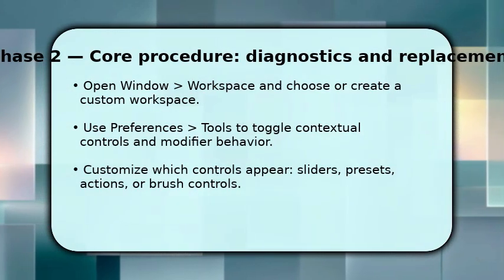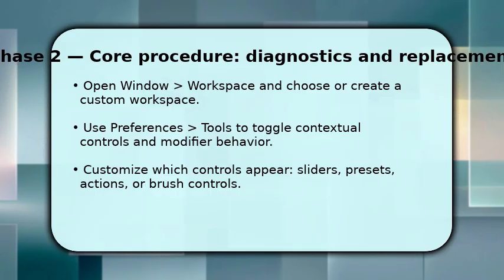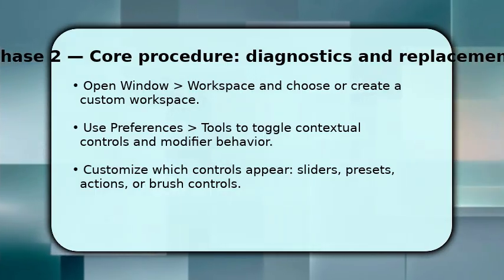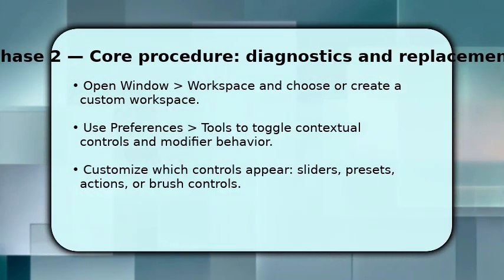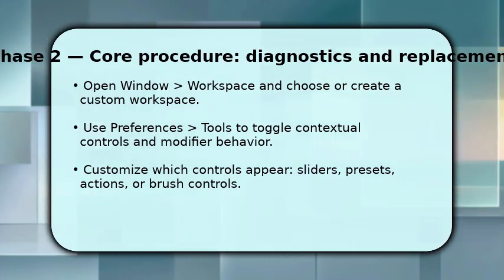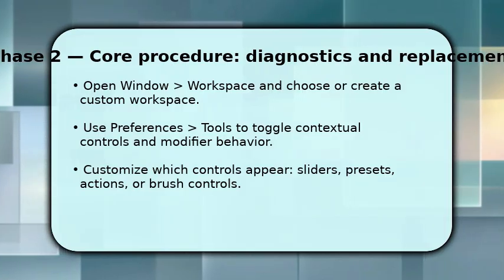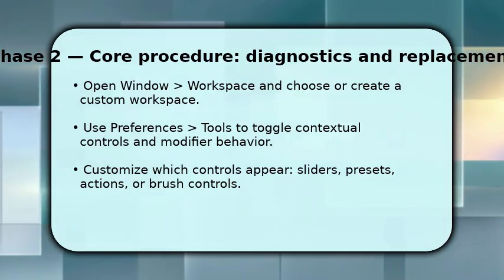Now you'll enable and customize the contextual taskbar so it fits your workflow. In Workspace, choose or create a custom layout. This ensures panel behavior aligns with the contextual bar. Next, in Preferences Tools, toggle contextual controls and set modifier key behavior because this determines when the bar updates.